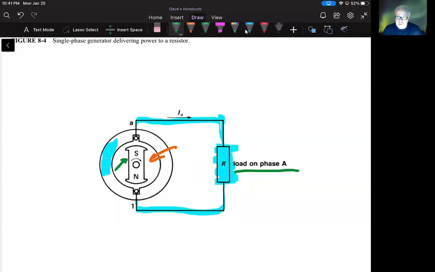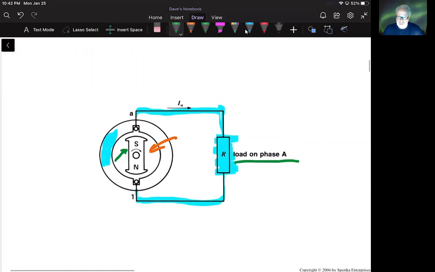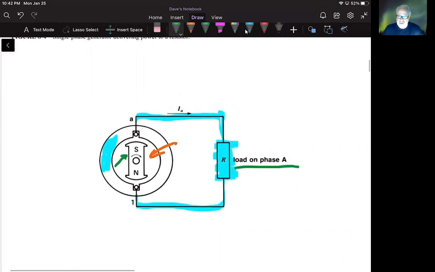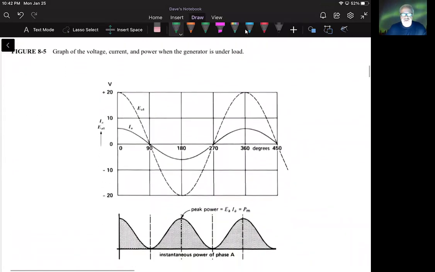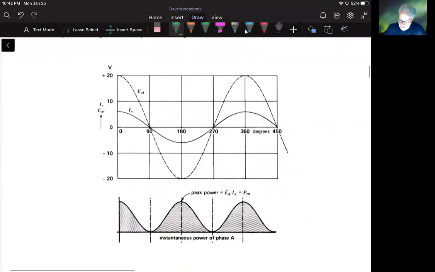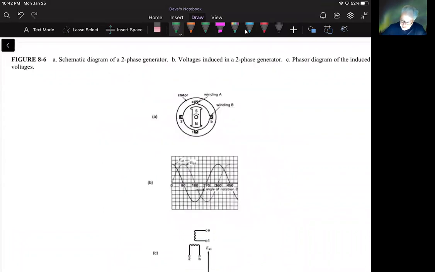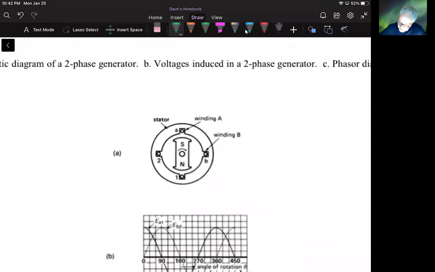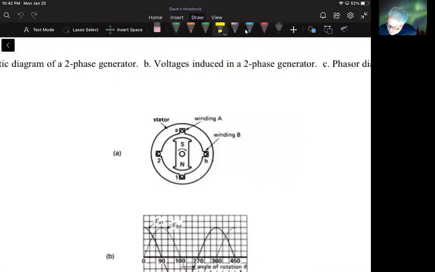Okay, working off of this same idea, right? Coil, rotating magnetic field, voltage generated, load connected to the coil, current starts to flow, we get voltage and current. We graph what we call the power curve there, right? Okay, so now we're going to take this same idea, and we're going to add a second coil to this construction.